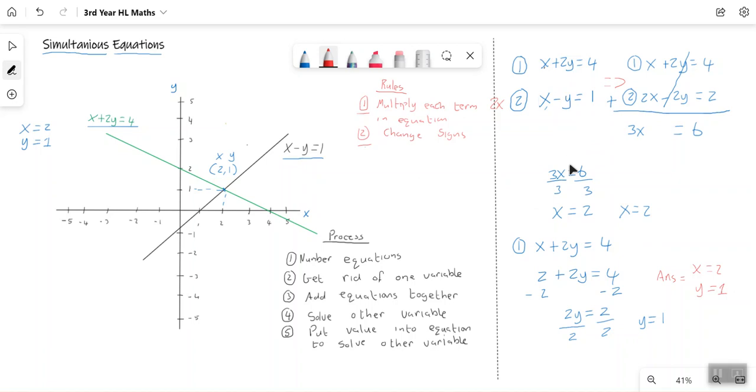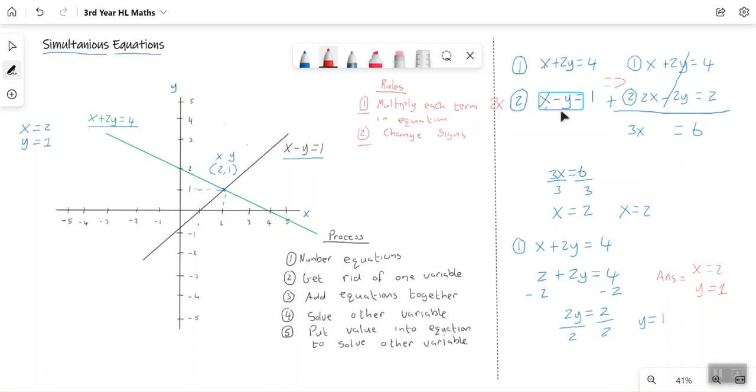So what have we done? Okay, so the first thing we want to do is number the equations. So we have equation 1 and equation 2, so we number them. So we're asked to solve for x and y. So the next part then is get rid of one of the variables. So look at the top and the bottom and decide which variable you're going to get rid of. In this case, we decided to get rid of the y variable.